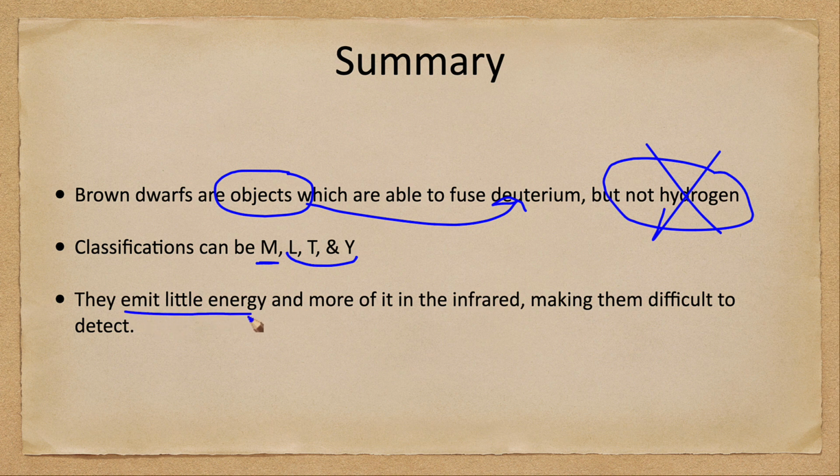They emit little energy, and most of what they do is in the infrared, which makes them rather hard to detect. So that concludes this discussion on brown dwarf stars.